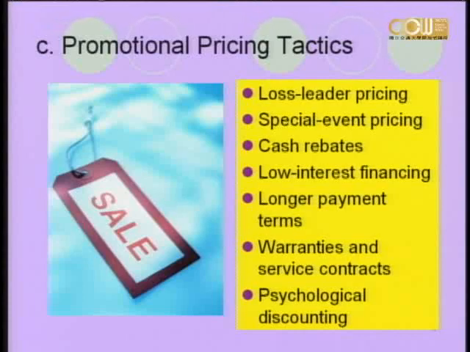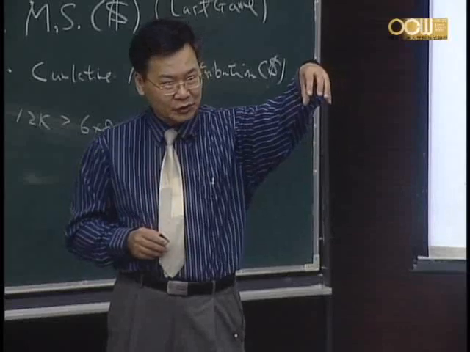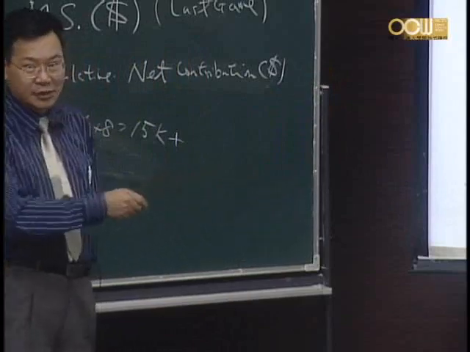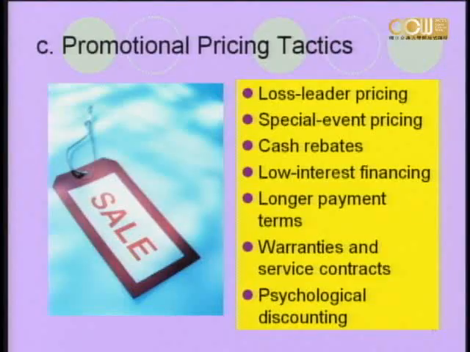The Sony Walkman usually costs about $100 US. They use the Sony Walkman as a loss leader. They will cut the price to $40. So the Sony Walkman is called a loss leader. They use it to attract people to come to the store. This is called loss leader pricing. Of course, some companies don't like it, because if you discount too many, then you will lose your quality image. Special events, cash rebates, and so on. So these are all the so-called promotional pricing tactics.